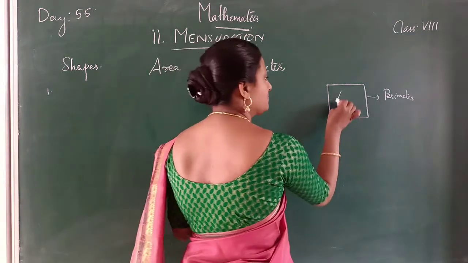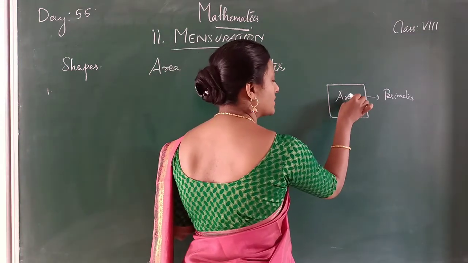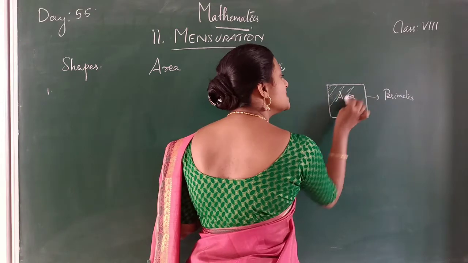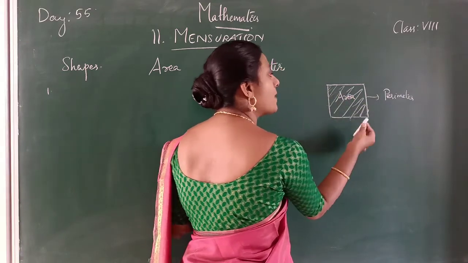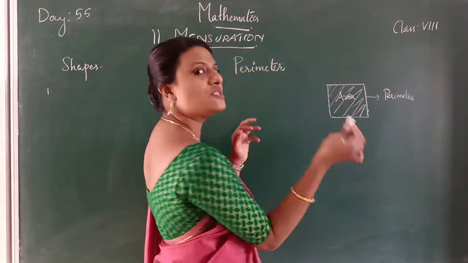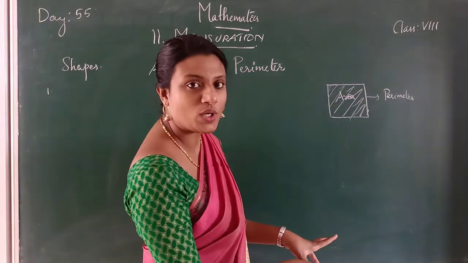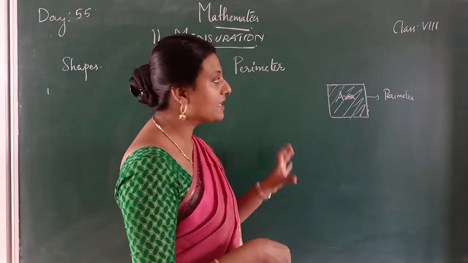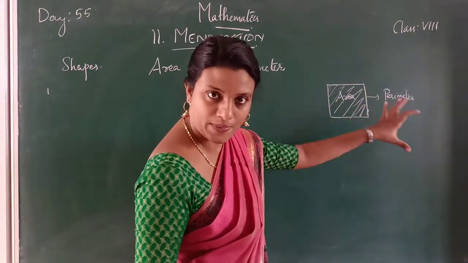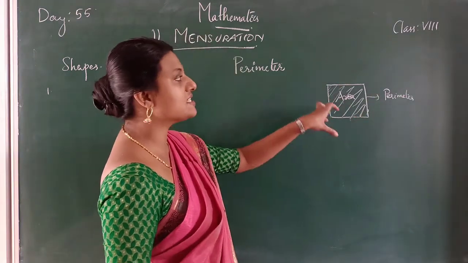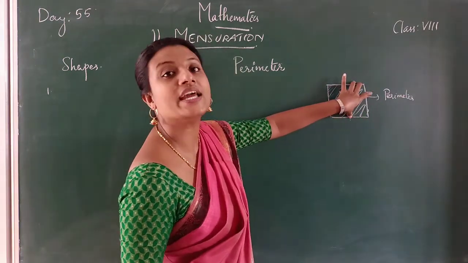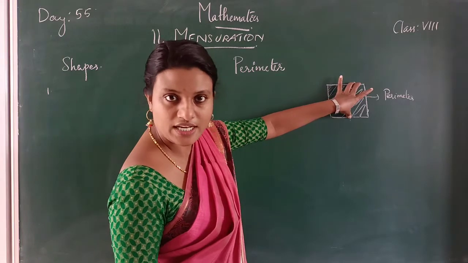Next, what do you mean by its area? Area means the portion inside this boundary. The space inside the boundary is the area. Length of the boundary is the perimeter and the region inside this boundary is the area of the given shape. Understood?